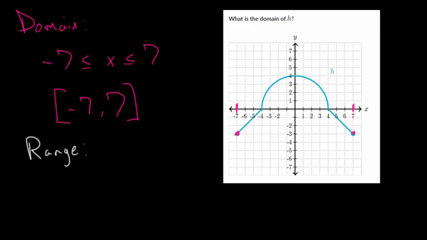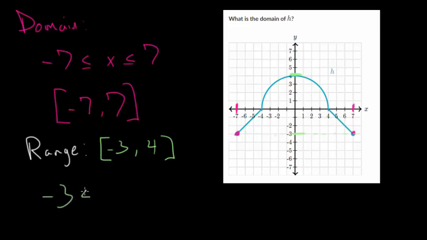And remember, the range deals with the y values, or the dependent variables. But it works the same way. We're always going to start with the lowest value. So the lowest possible y value looks to be -3 at both of these points. And we go to the highest possible y value, it looks to be at +4. So we can use our interval notation going from -3, including that point, because it is filled in there, and going all the way to +4, again, including that point.